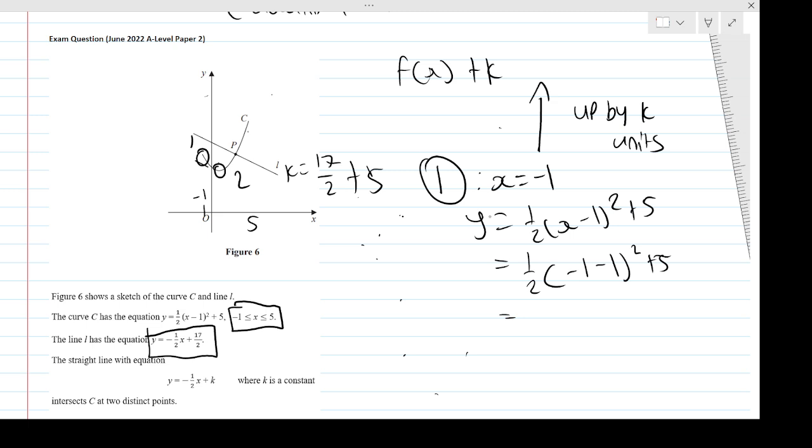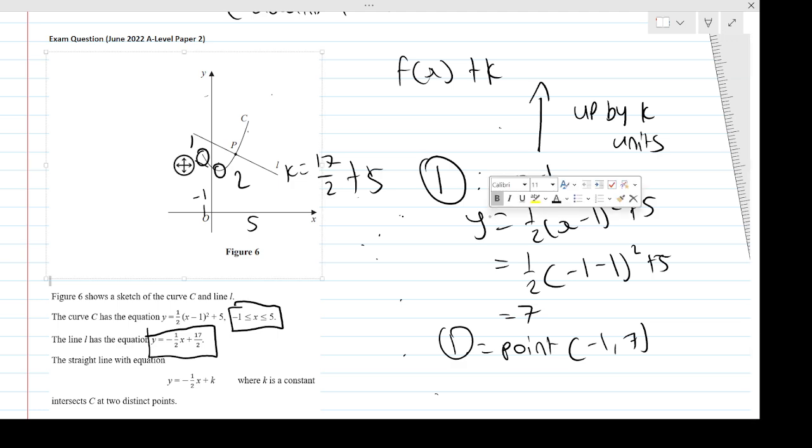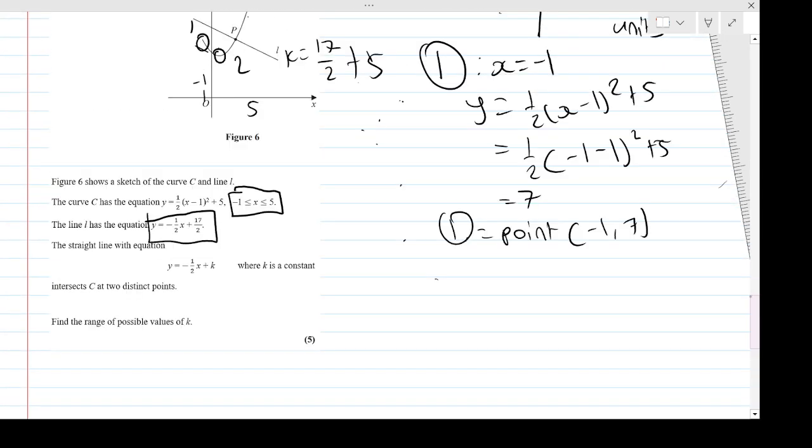So then that would be a half of minus 1 squared plus 5. You get 7, okay? So we have the point, and we can mark that on the graph. So it's going to be the point minus 1, 7, right? Actually, I don't want to make the graph too cluttered. So that's the first point when this line, as we've visualized, crosses that curve twice, at this point 1. So we found the coordinate.